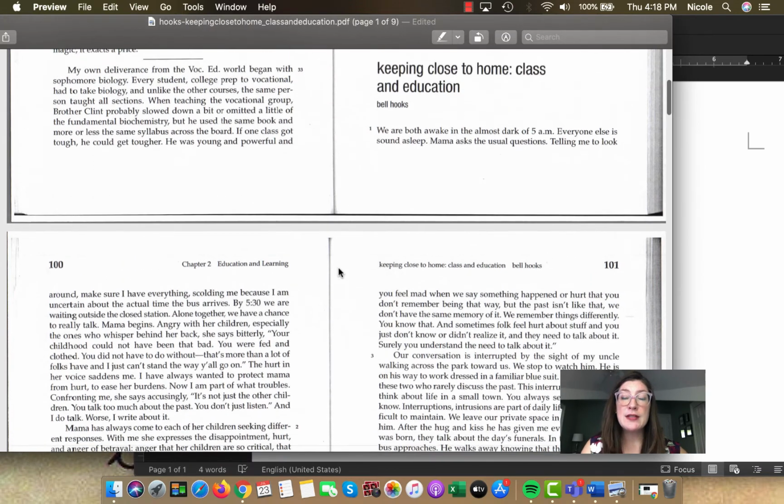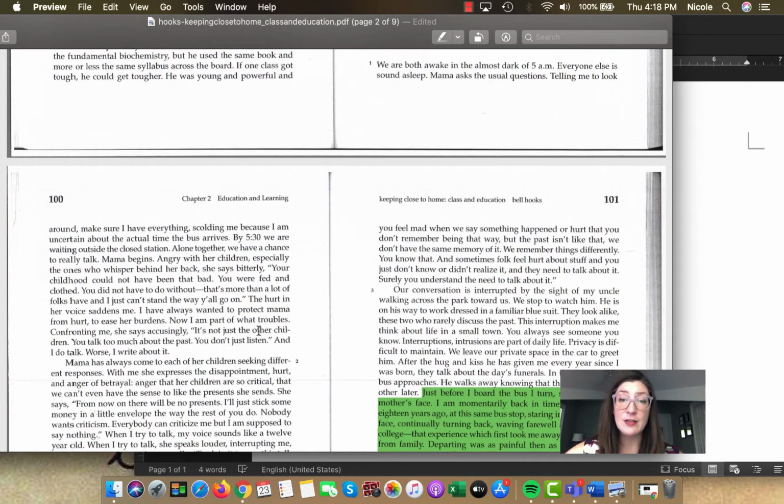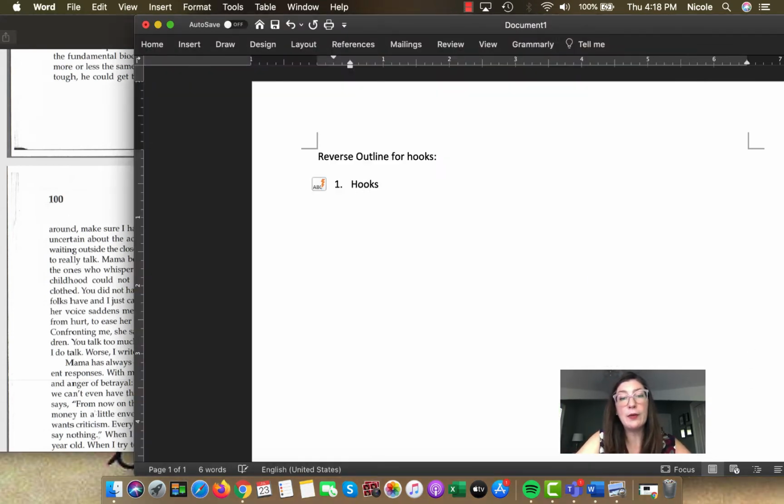And what I would do is look at the first paragraph or first couple of paragraphs, and ask myself, what is Hooks doing here in this first paragraph? We know from the mini lesson that we looked at last week that this first paragraph is narrative, and she's telling us the story of the present day when she's at her parents' house, waking up and talking with her mom. So I would write, Hooks is home talking with mother. And remember, we said she does not capitalize her name on purpose.